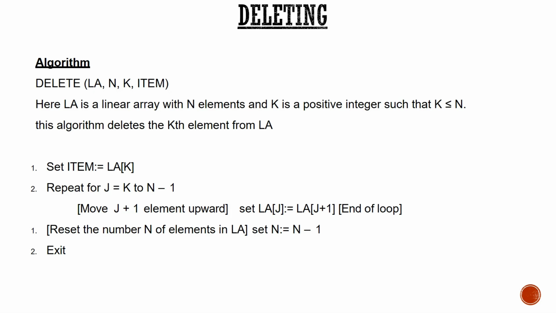So this process keeps on repeating. How long? Till it reaches n minus 1. So n minus 1 plus 1, that is n. The value at n is copied over there to the location n minus 1. So now what about the number of elements? That will be decremented by 1, n equal to n minus 1 over there. I hope it is clear.